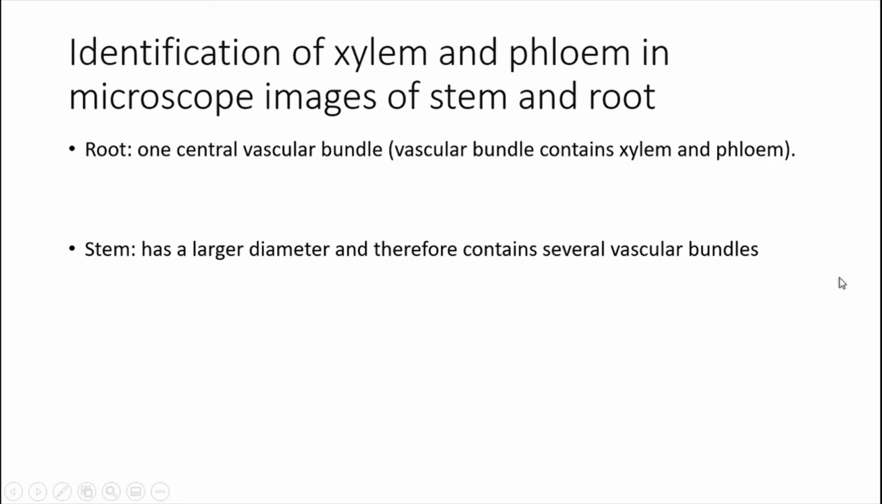So we need to be able to identify xylem and phloem in microscopic images, to see which is the xylem and which is the phloem. The first thing to note is that roots are the part of the plant that go into the ground, and they have a much smaller diameter than the stem, which is in between the roots and the leaves. So the stem has a larger diameter, whereas the root is quite small and hair-like. Roots, being small in diameter, only have one central vascular bundle. When we talk about a vascular bundle, we're talking about the bundle that contains xylem and phloem. So we have a bunch of xylem and phloem enclosed in a bundle, and we call that a vascular bundle. In a root, there's only one bundle, whereas in a stem, because the stem is larger in diameter, it has several vascular bundles.